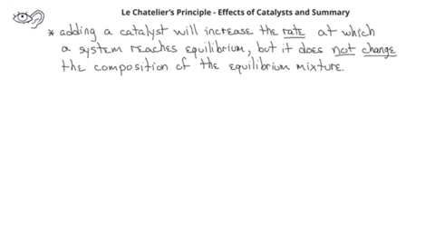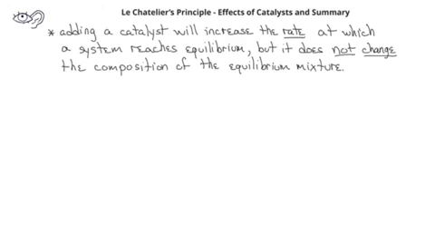What will be the effect of adding a catalyst to a system at equilibrium? In short, adding a catalyst will have no effect on the composition of the equilibrium mixture. The catalyst will increase the rate at which the system reaches equilibrium, but the equilibrium itself is not disturbed by the presence of a catalyst.